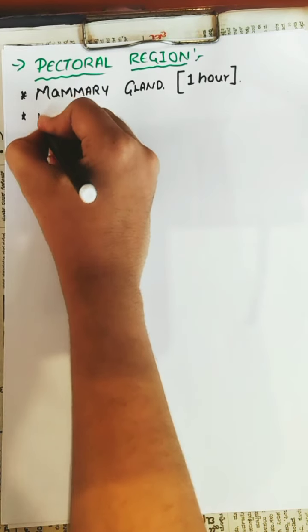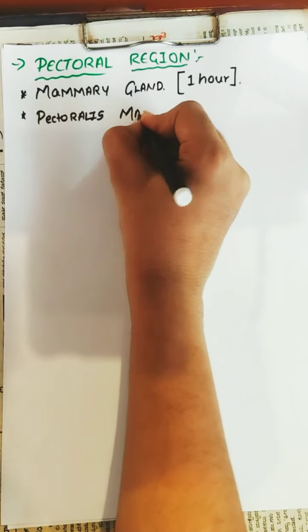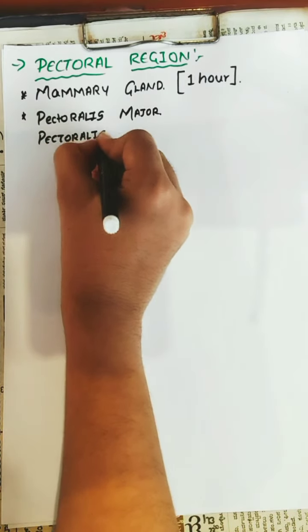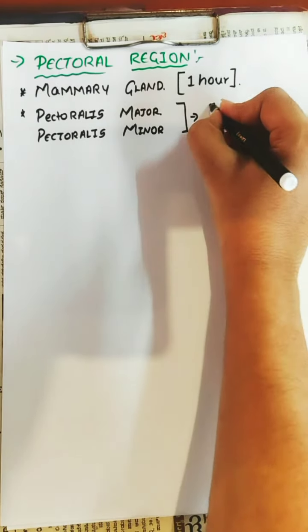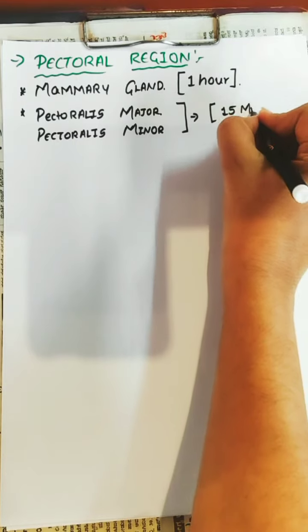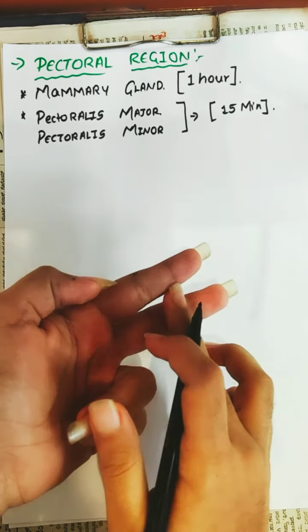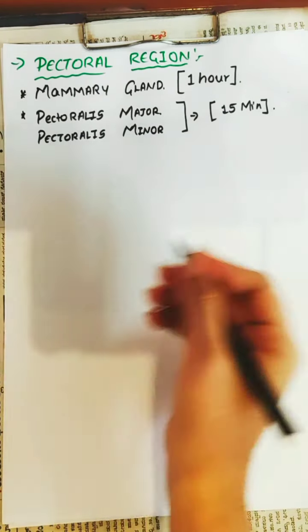The next important topic is the pectoralis major and pectoralis minor muscles. Try to complete these within 15 minutes. Don't study all the detailed things. Study origin, insertion, nerve supply, action. Origin, insertion, nerve supply, action. It's very easy. It's there in BD Chaurasia or Vishram Singh. You can get the answer in both books. So try to complete this topic within 15 minutes.